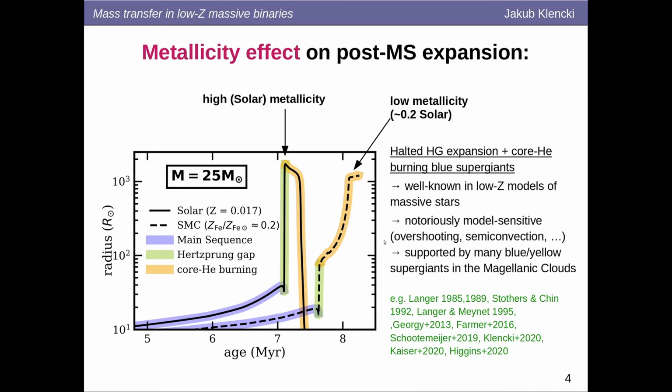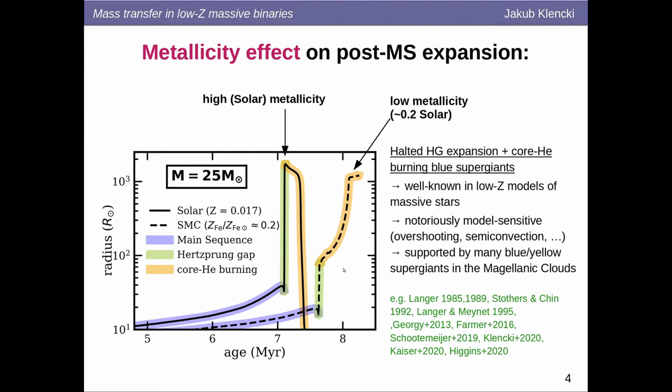It is well known to be very uncertain and model sensitive to the internal mixing. We already heard today a talk from Avishai about the role of overshooting and semi-convection on the post-main sequence expansion of massive stars. But at the same time, this type of evolution at the low metallicity of the Magellanic Clouds, for instance, seems to perhaps be favored, because we do see a lot of blue and yellow supergiants in the Magellanic Clouds, which are presumably at the core helium burning stage here.